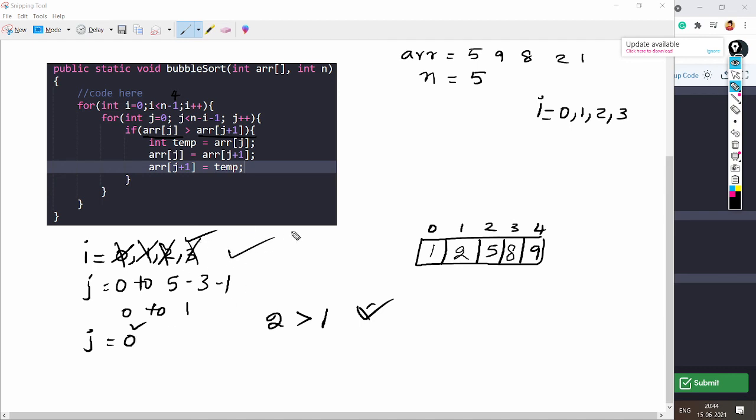Okay, so that's it. So we are done with 3 also. So the i loop is over and the j loop is over. So it comes out of this and my array will be like this: 1, 2, 5, 8, 9. It's sorted. So that's it about this bubble sort. So what do you think about the time complexity? Here we are running this up to n minus 1.